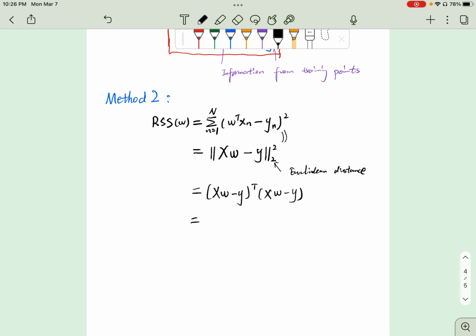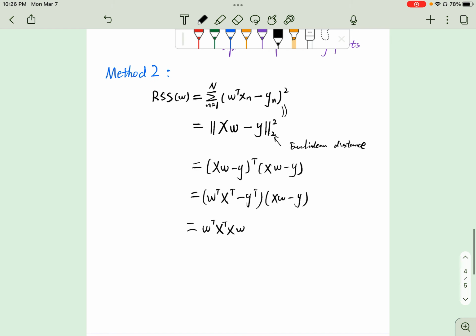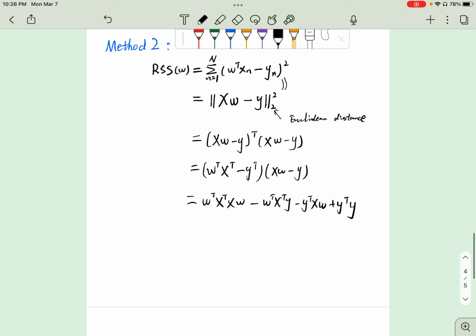Okay, then let's continue. So I will distribute this transpose inside of it. So I will write this one to the front and multiply with this, omega minus y. Then I will distribute everything here. And omega transpose X transpose X omega, and okay, I just expand everything here.